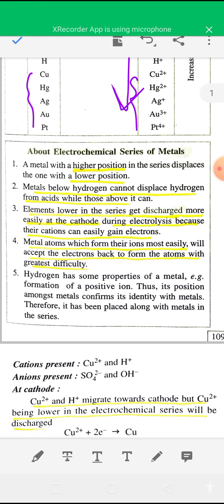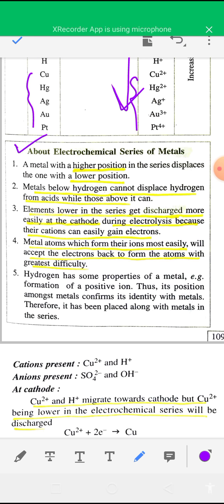So now see some characteristic points about the electrochemical series of metals given here. First, a metal with a higher position in the series displaces the one with a lower position. Second point, metals below hydrogen cannot displace hydrogen from acid, while those above it can.